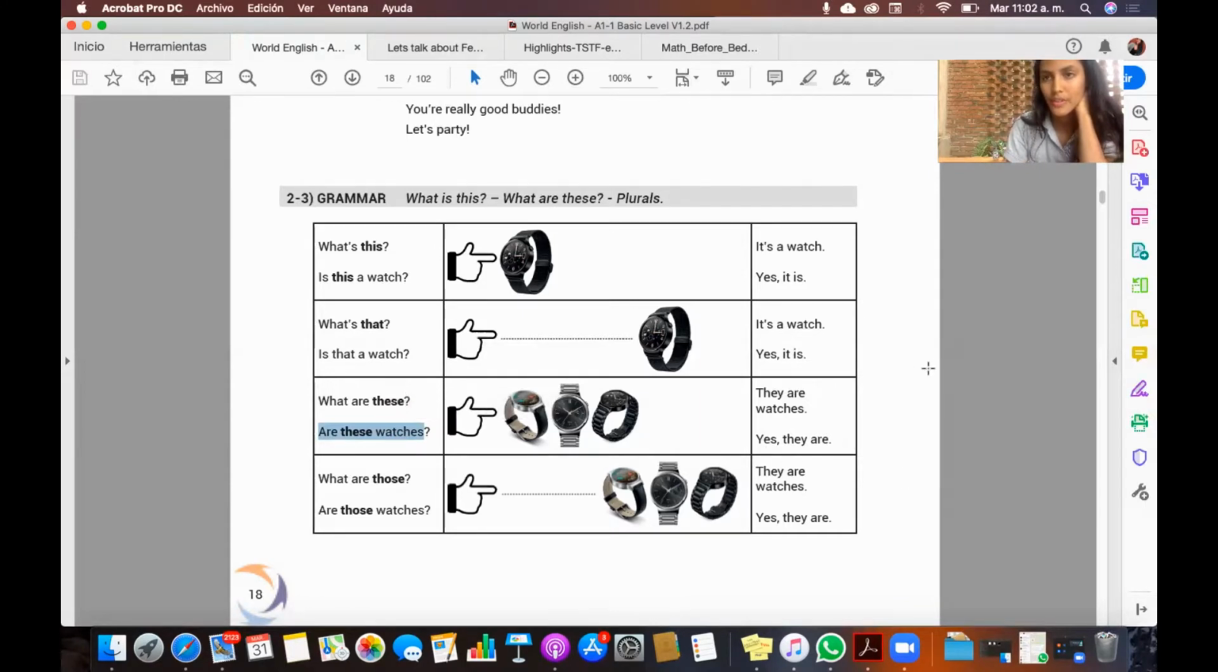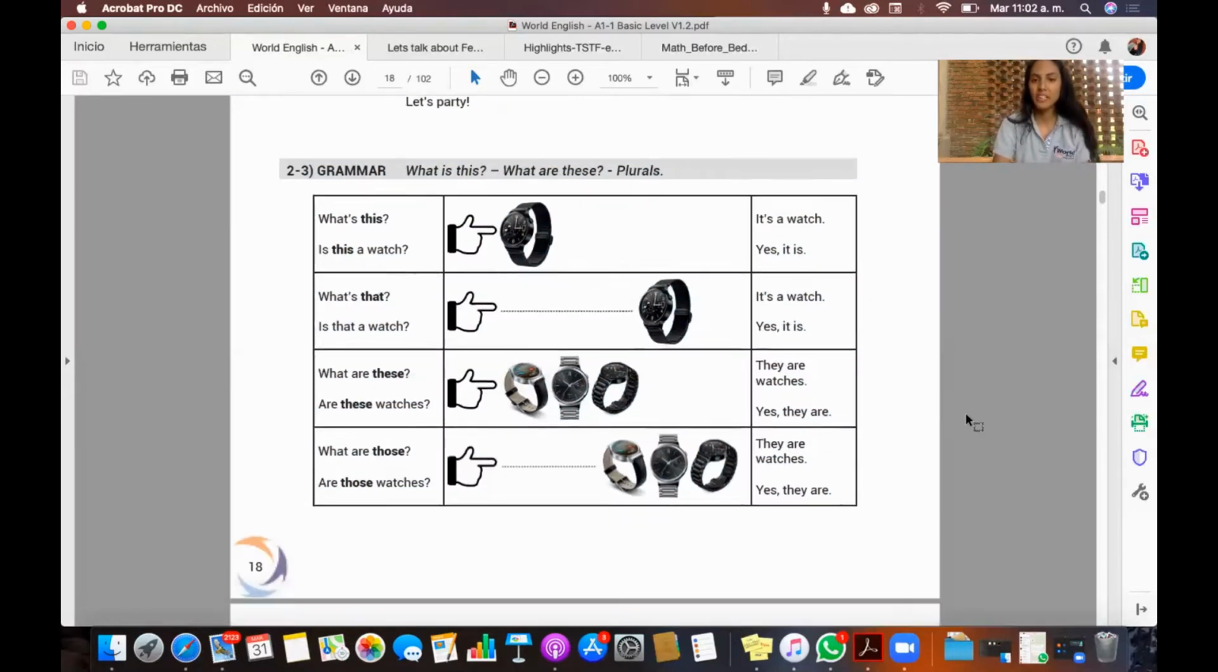Okay. So what are those? Those are jars. What are those? Those are watches. Or they are watches. Okay? So, with this, you have an idea when to use this, that, these, those.